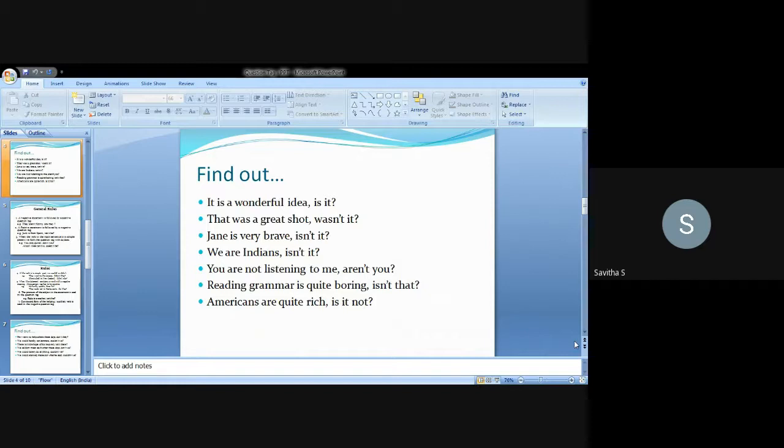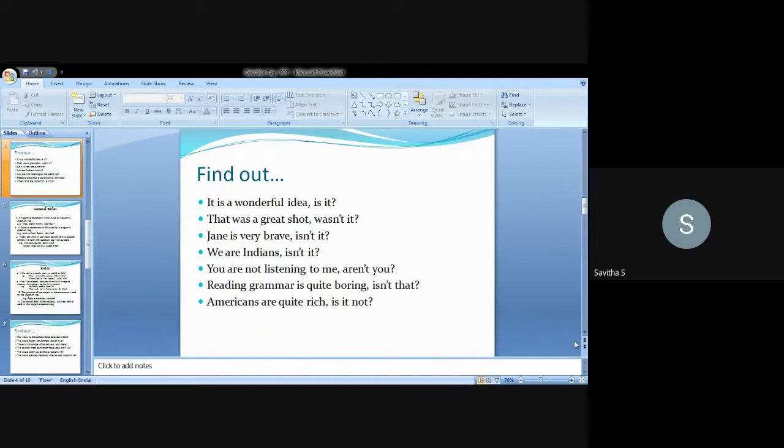Further, when you look at the next example, that was a great shot, wasn't it? Whatever form the subject of a statement takes, it is repeated as it is in the tag question. Here, there is no need to write "it" in the tag question when the subject of the statement is "that." So, it should be rewritten as, that was a great shot, wasn't that?